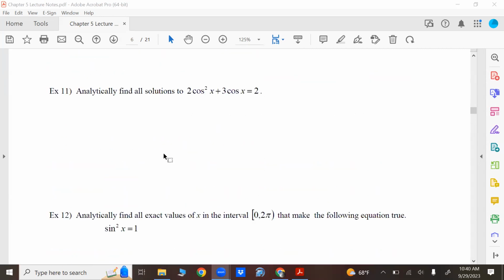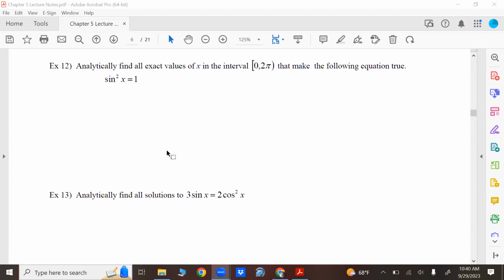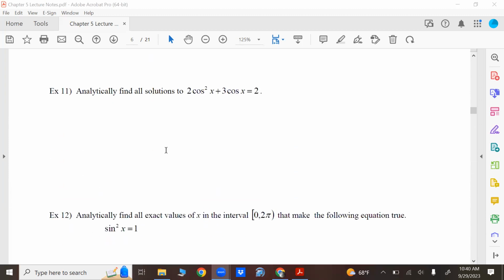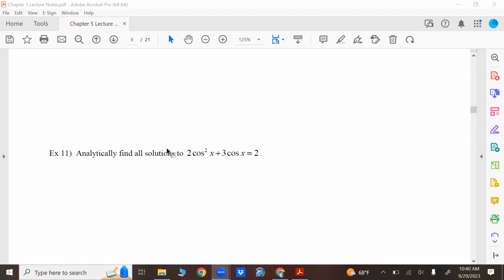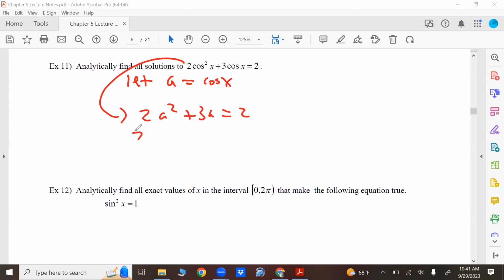Those are the solutions. Let me do example 11, and I'll have you guys do 10, 12, 13. Okay, I'm going to jump to example 11. I would do this, guys: let some random letter, like A, equal cosine x. Guys, quiet, please. Thank you.